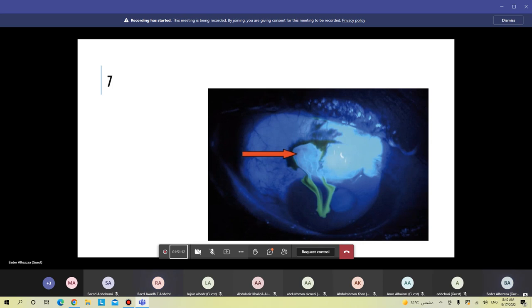Yes, we may try a method: make a contact lens to give pressure on the clip and help it to close. Yes. What else? Other things you can do? If you don't have the mega contact lens, it is not available everywhere. So if you don't have the lens and there is only a small leak.